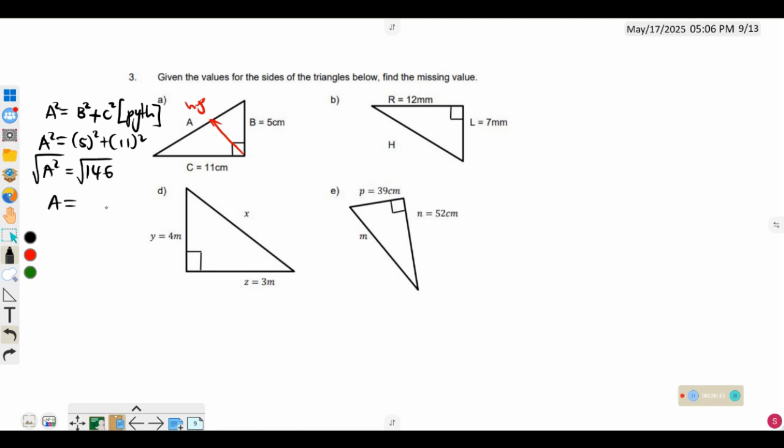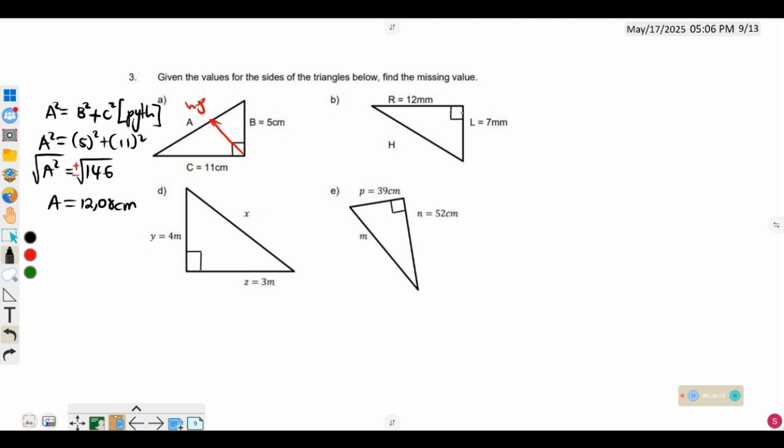A is equal to, and you do not have to put the plus minus on the Pythagoras theorem because it's a distance. The hypotenuse is always a positive value, so it's just plus. So the square root of that gives you the square root of 146 or 12.08 centimeters, right? Okay, now let's look at the next one.